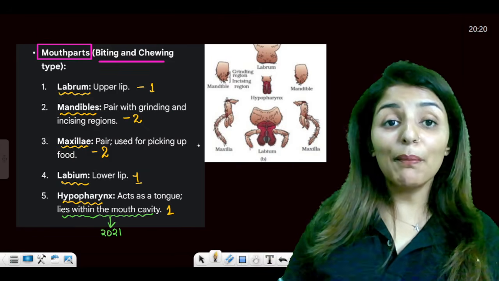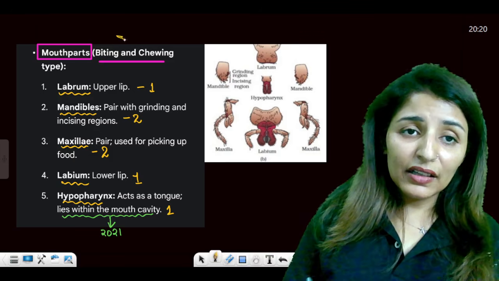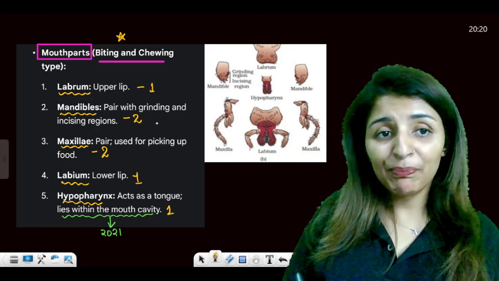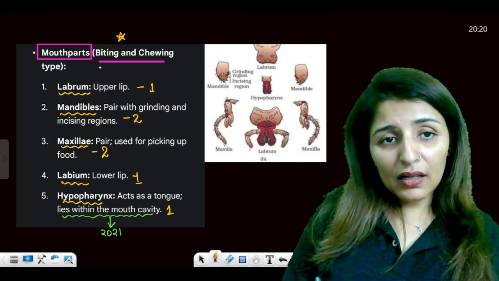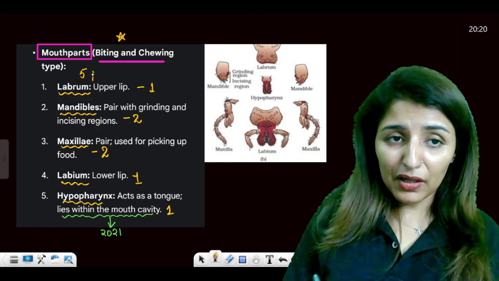Now moving on to the mouth parts. The mouth is present, of course, on the head. The type of mouth parts are biting and chewing types. So it bites, it chews. Overall, the mouth has five different parts.